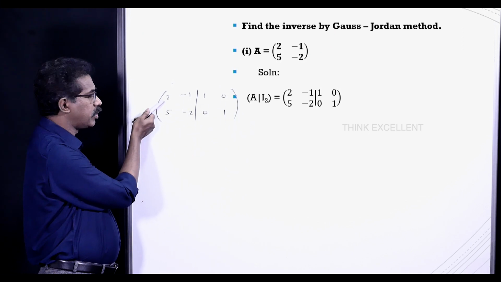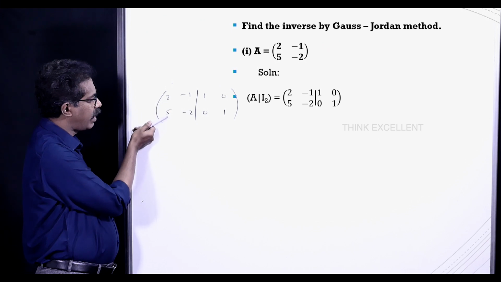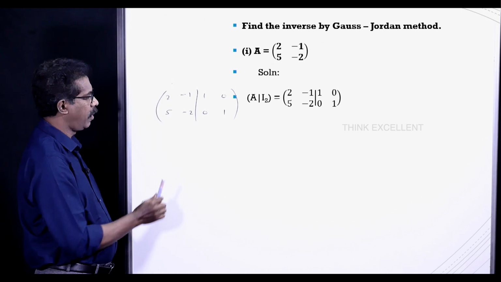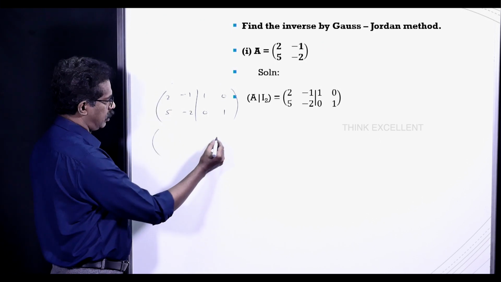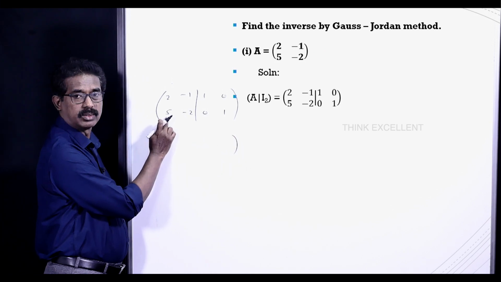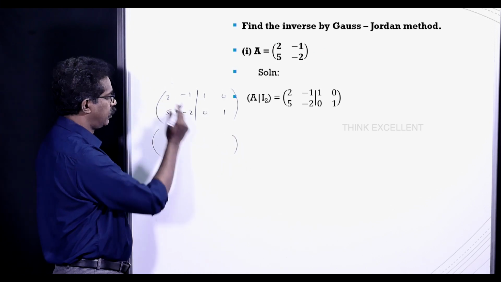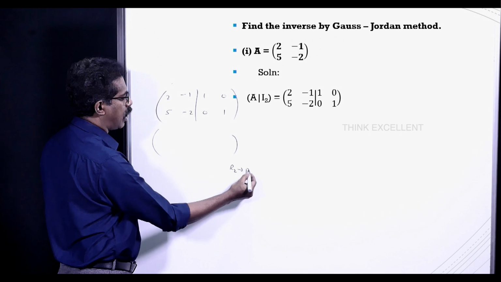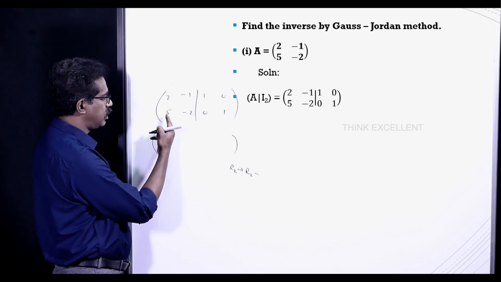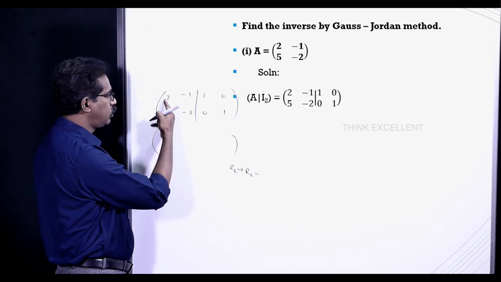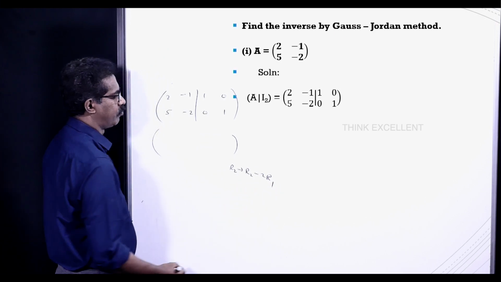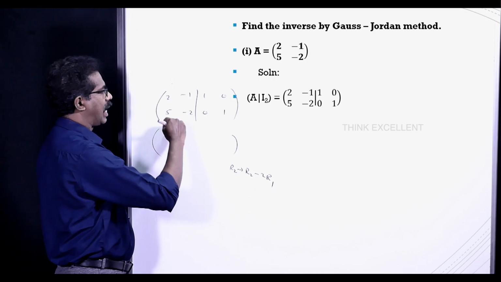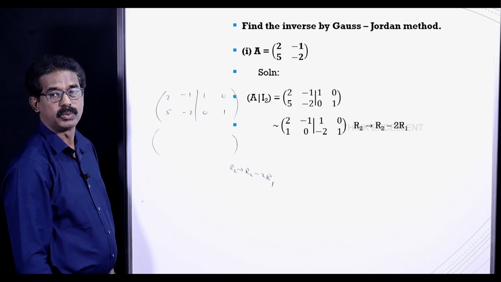So if you multiply by 2, you'll get 4. 5 minus 4 is 1. So what you can do first? First you can make this as 1. So 5 minus 4. So R2 is R2 minus 2 times R1. Multiply by 2 and subtract.